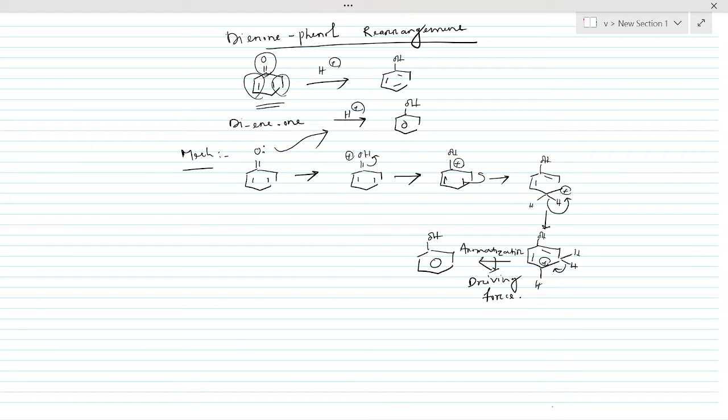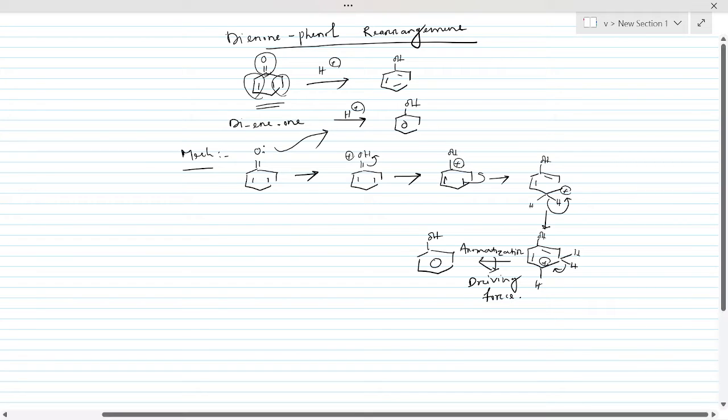For every reaction to happen, some driving force is required. For the Dienone-Phenol rearrangement, aromatization is the driving force. So this is a simple example of how it happens. Now I am going to explain an example that contains two different substituents over that carbon. So how can you decide which group will migrate?